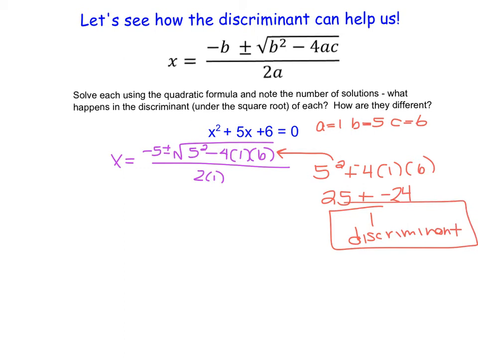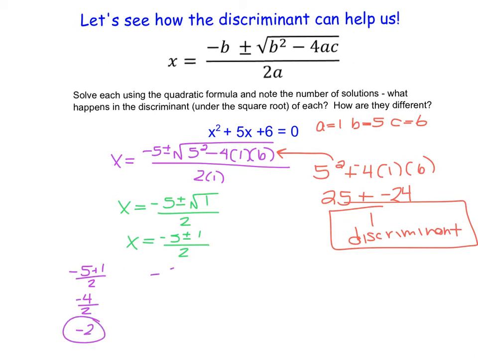Then if I keep going here, I have x is equal to negative 5 plus or minus the square root of 1, all divided by 2. Well, I know that the square root of 1 is just 1, so this is really x equals negative 5 plus or minus 1 divided by 2. Then from here, if I split this up, I have negative 5 plus 1 divided by 2, so that's negative 4 over 2, which is negative 2. And then I have negative 5 minus 1 over 2, which is negative 6 over 2, which is negative 3.